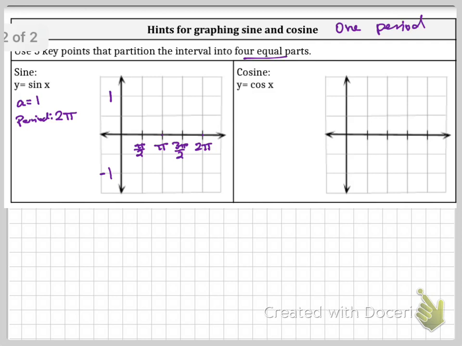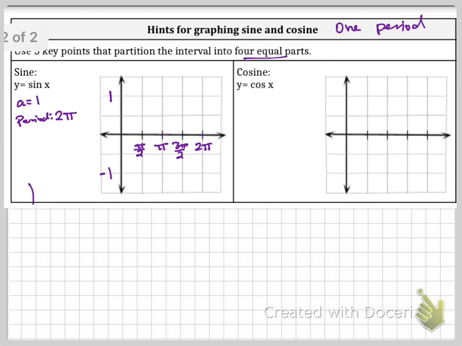So for homework, I'm not going to have it on Big Ideas because I want you to practice graphing. On Big Ideas, you get to just choose it, and I want you to practice graphing. There aren't that many, so I want you to be able to learn how to start with whatever the period is and then partition it into 4 equal parts. So let's finish graphing sine.